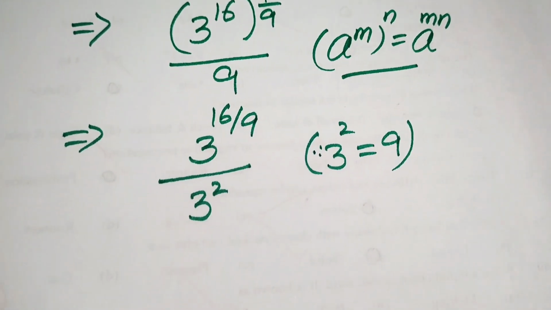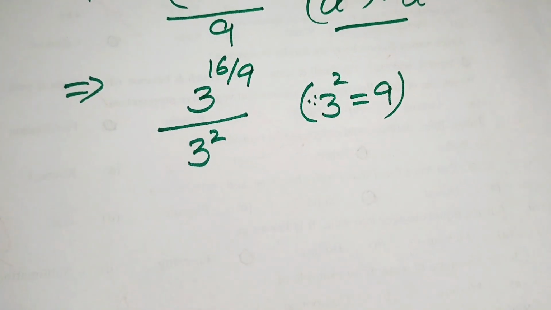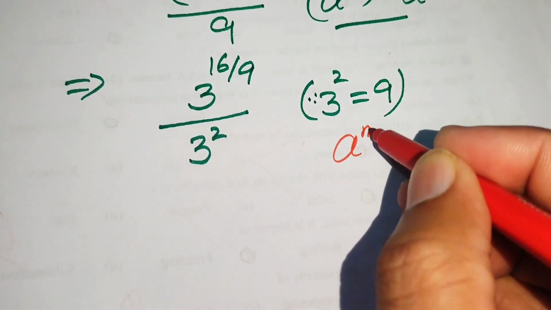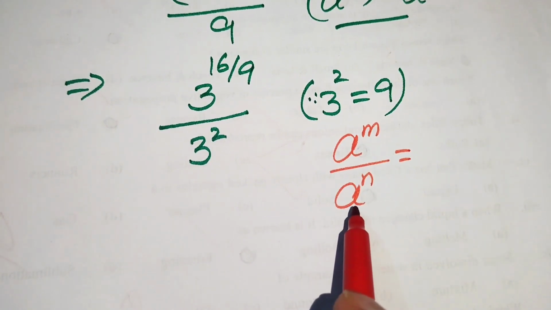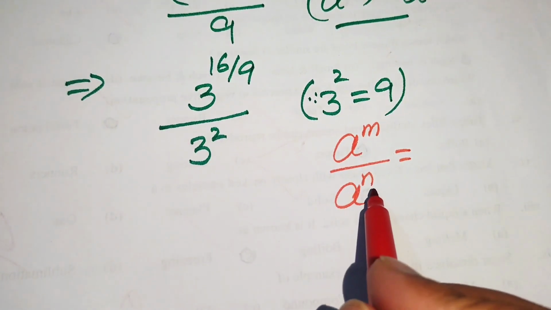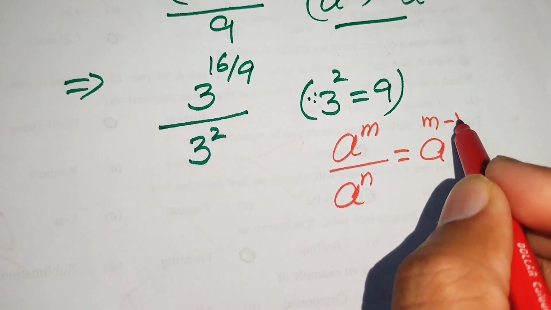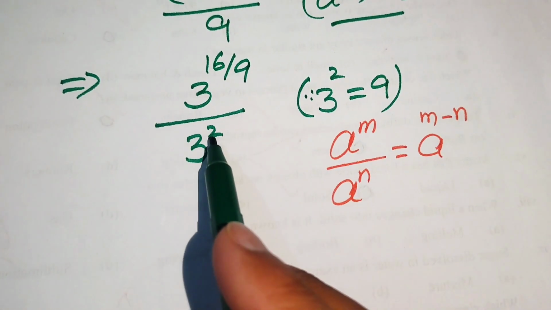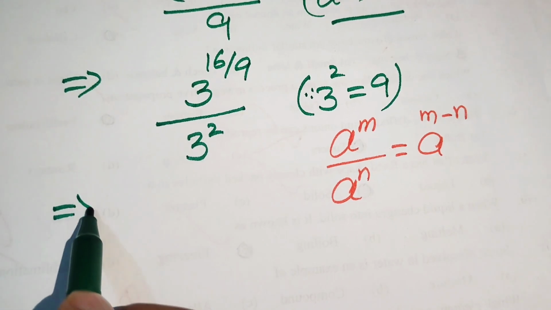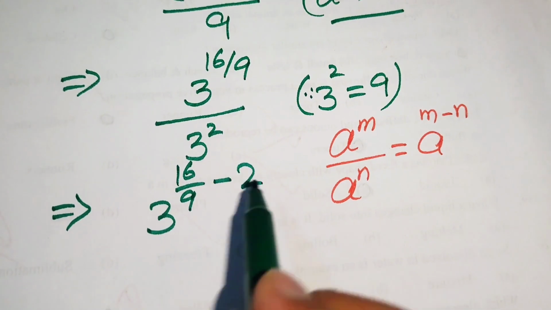Okay, so after this step, here you focus on both of these terms, and now here we apply another exponential law. You know that if we have a to the power of m over a to the power of n, if we divide these two exponents whose bases are the same, we subtract the exponents, and we write it as a to the power of m minus n. So now according to this exponential law, we subtract these two upper powers, and we write it as 3 to the power of 16 over 9 minus 2.